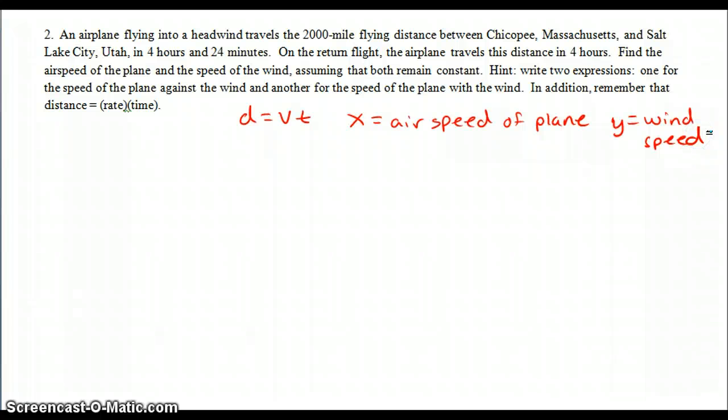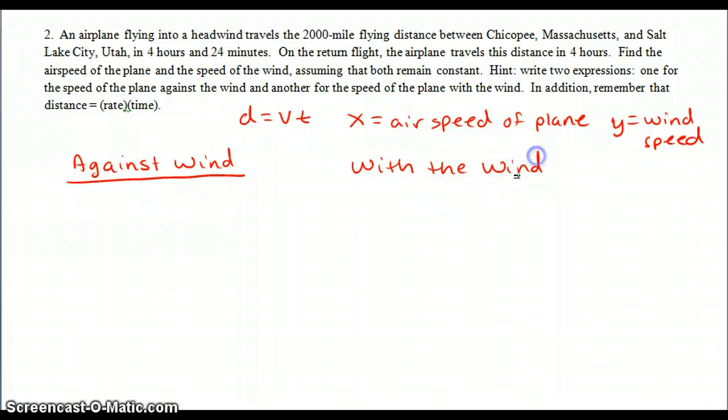Okay, so next we're going to split this up and write two separate equations. So I'm going to write one equation that's against the wind. And one with the wind. Okay, so how are we going to write velocity in terms of x and y against the wind?